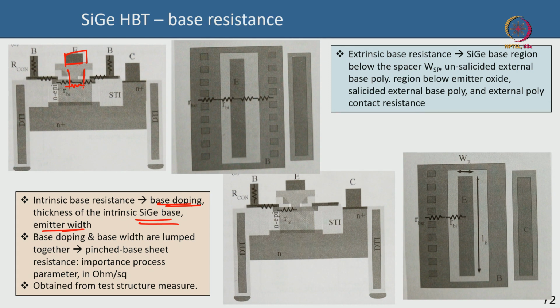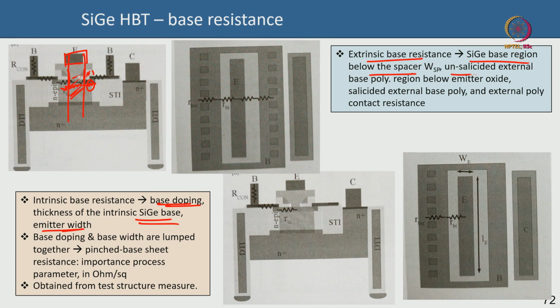There are extrinsic resistances. There are, I think, 3 components of extrinsic base resistance. So there is a silicon germanium base region below the spacer. You see, this is the spacer. So below the spacer there is a resistance which is just outside the intrinsic. So the intrinsic is this part, and just outside the intrinsic there is this resistance below the spacer.